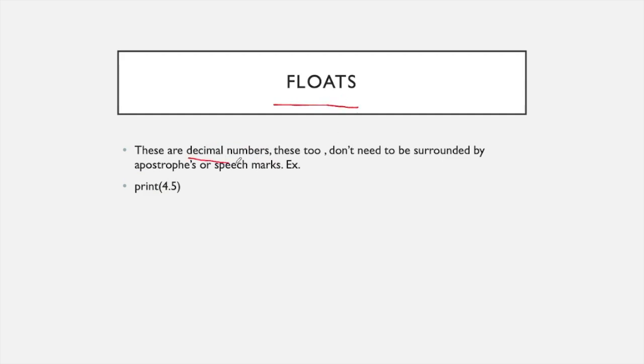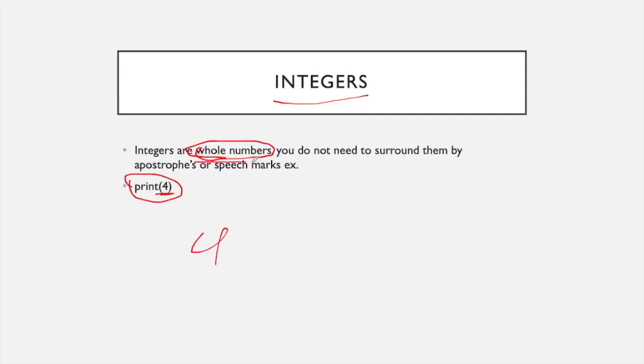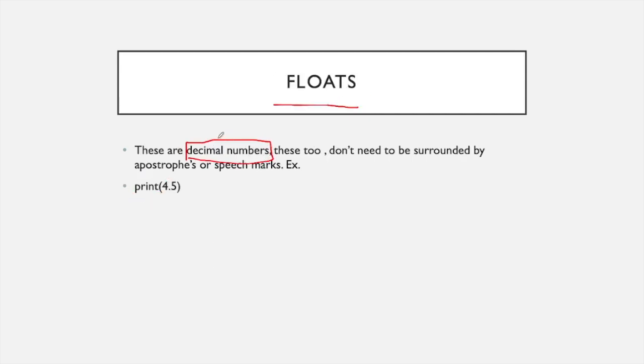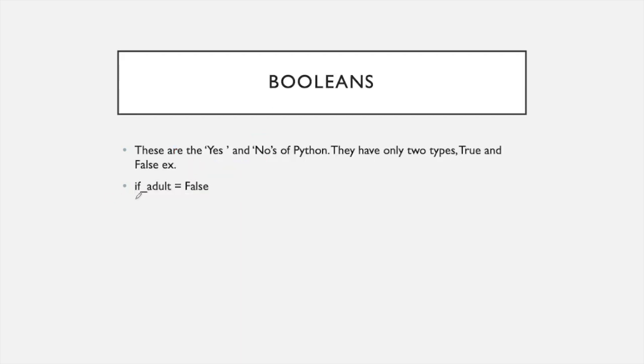Okay? Now let's learn about floats. These are decimal numbers, as in the last example, these were whole numbers. These are decimal numbers only, but these too don't need to be surrounded by apostrophes or speech marks. We put the decimal point in between the whole number and the decimal number. Let's not go too much into the math over here, but let's just say this is how we need to do it. So we printed this in the last lecture too.